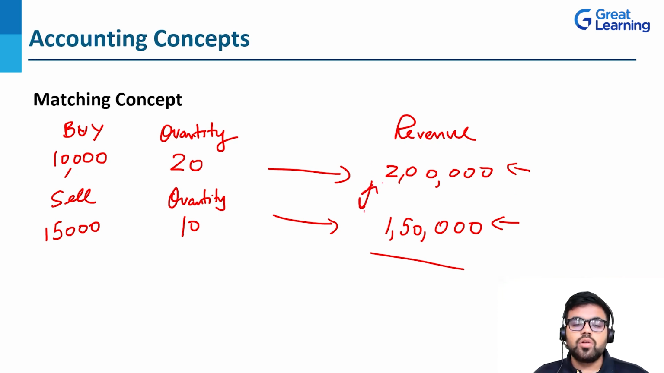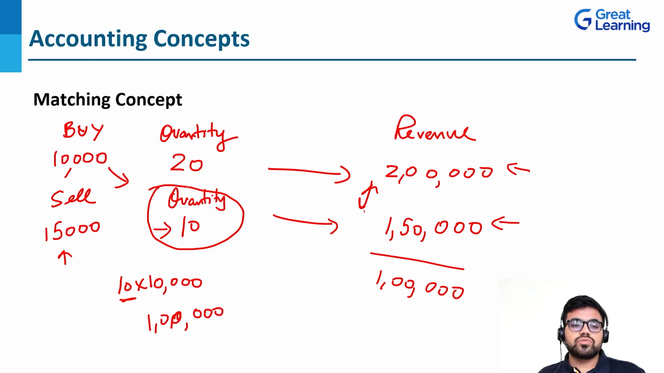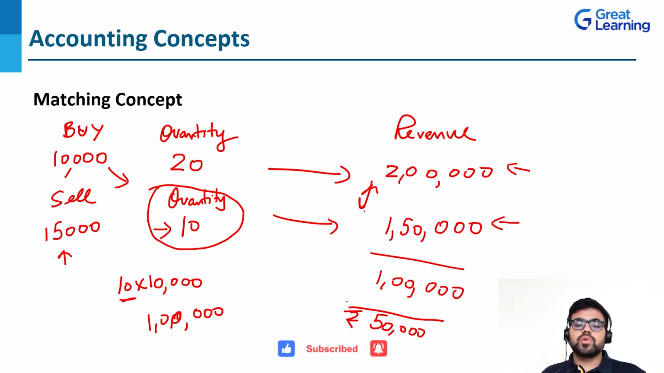But is it so? Now, the matching concept tells us that if you are looking at the revenue, then we need to first look at what is the cost incurred to gain that revenue, right? In this case, we only sold 10 units at 15,000 each, right? So what would be the cost incurred for these 10 units? That would be 10 into 10,000, since we bought them for 10,000 rupees. So the total cost for those 10 phones would be 1 lakh rupees, right? Now, if I subtract that 1 lakh from the revenue of 1 lakh 50,000, I will get a net 50,000, and that would be my profit, right? This would be my profit.